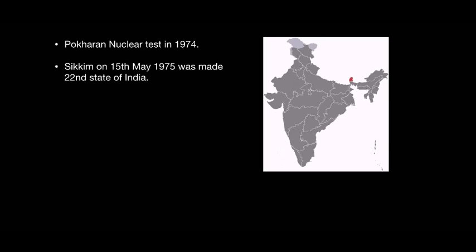Sikkim on 15th May 1975 was made the 22nd state of India. On your screens, you will see a map of India. The red dot is Sikkim. Now, the Kingdom of Sikkim became a princely state of British India in 1890. Post-independence also, it continued its protectorate status with the Union of India after 1947. So, after independence also, Sikkim did not officially merge with India as one of its states.